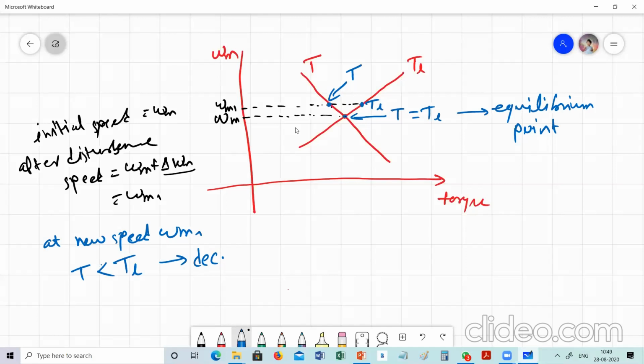Machine will decelerate means the speed of the machine is going to decrease, and the machine will run with the original speed. Here the equilibrium point is maintained. Suppose this equilibrium point is A, then we can say that point A is a stable equilibrium point.